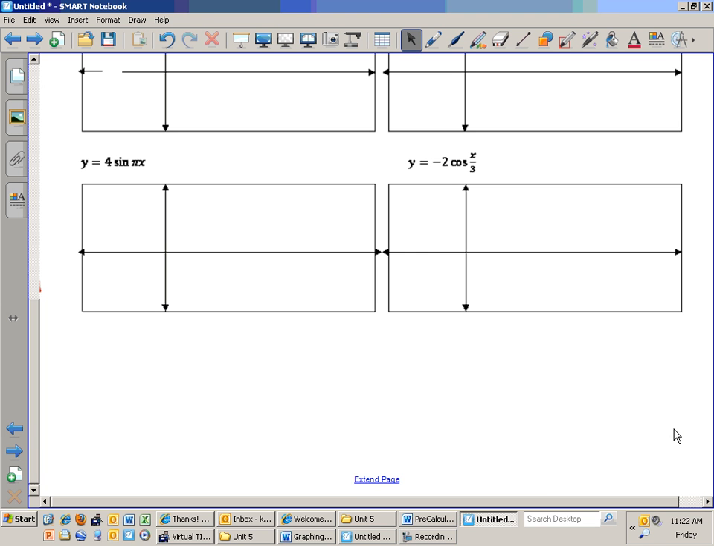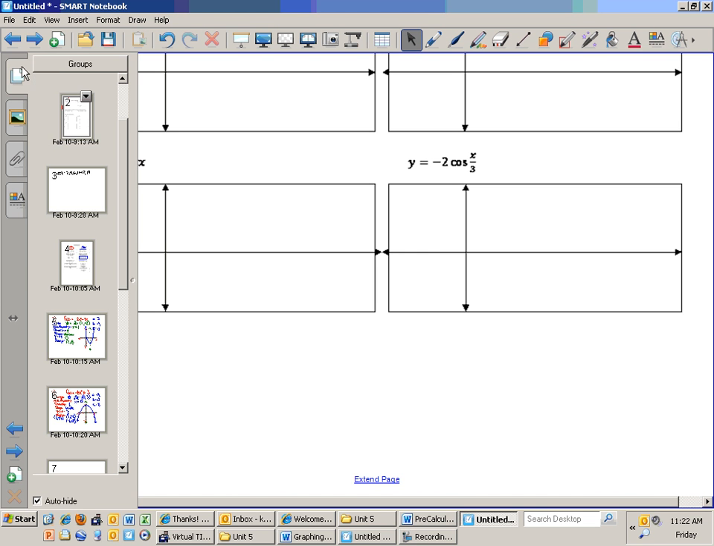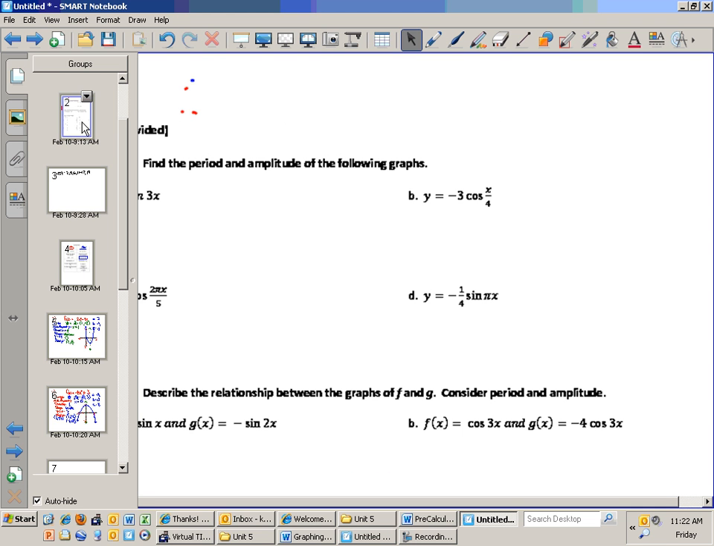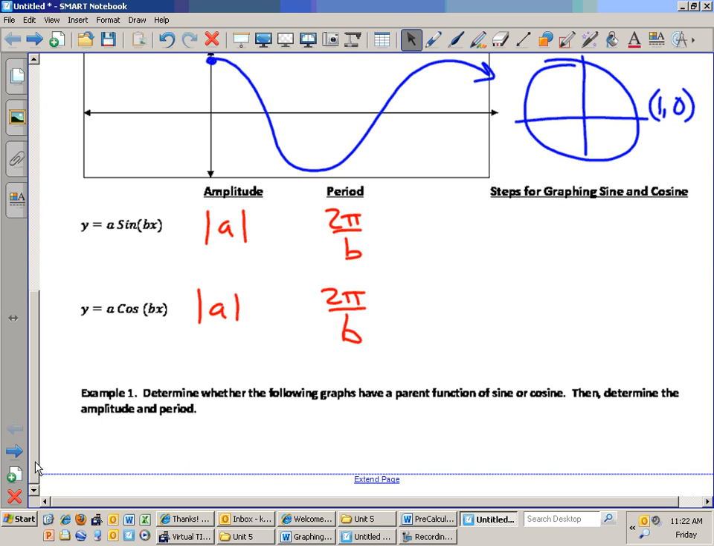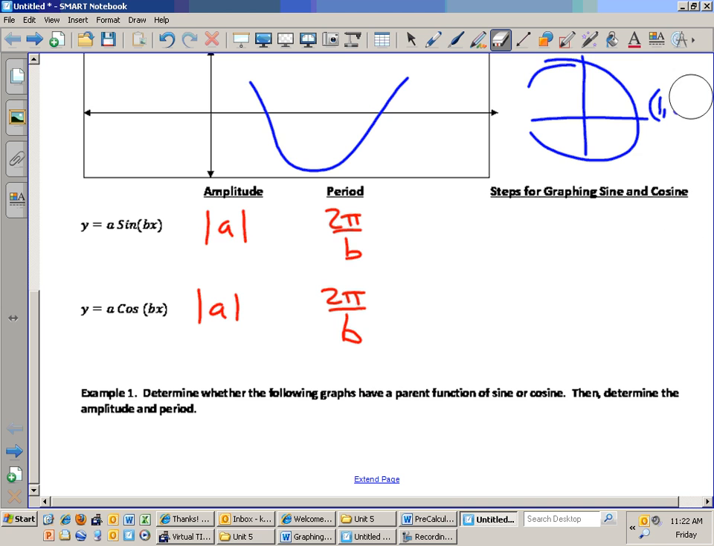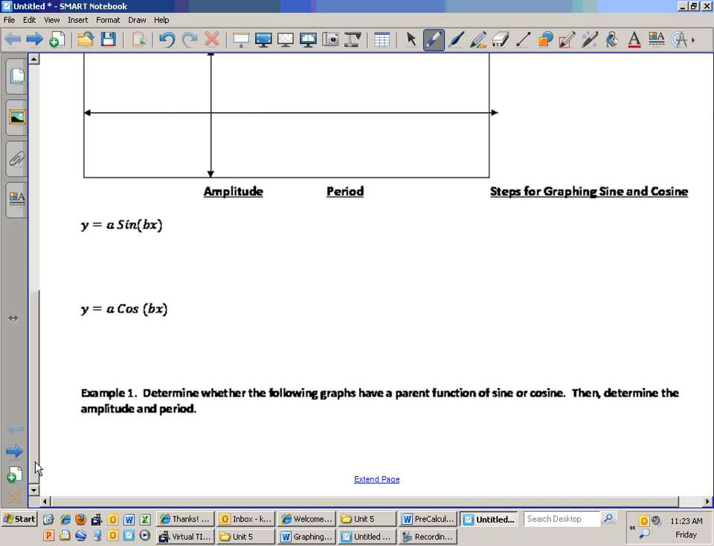Okay, let's finish this off. Okay, as you flip back to your notes from yesterday, let's make sure we're all on the same page.